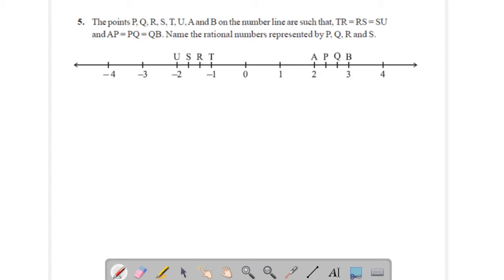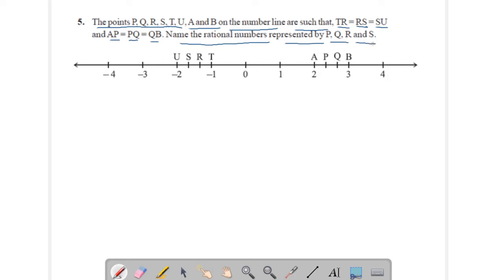Now come to question number 5. Here the points P, Q, R, S, T, U, A and B on the number line are such that TR equal to RS equal to SU and AP equal to PQ equal to QB. Name the rational numbers represented by P, Q, R and S.